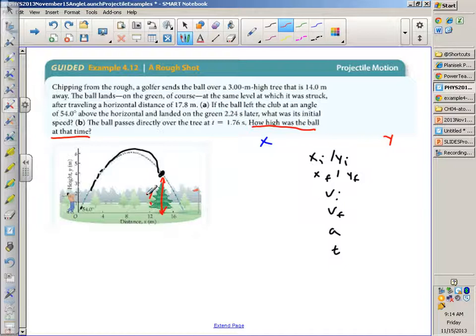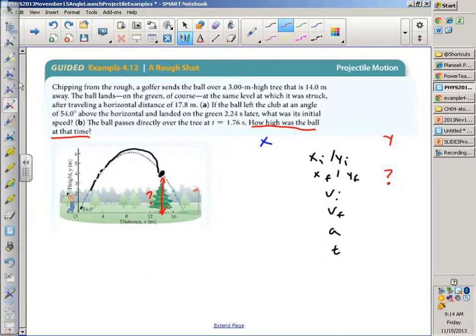It better be taller than what? It better be taller than 14, because that's how tall the tree is. Okay? Oh, wait, sorry. 3 meters high. Sorry. 14 meters away. Okay? All right, so we need to know this. What are we looking for on the y-axis?